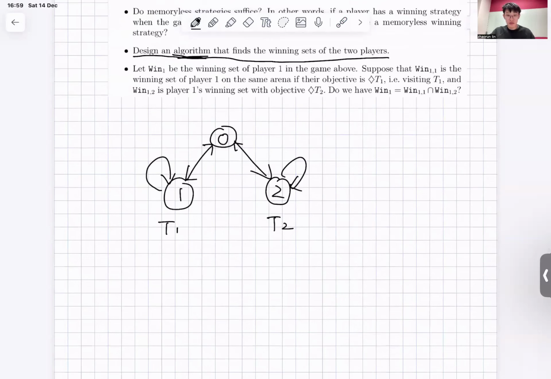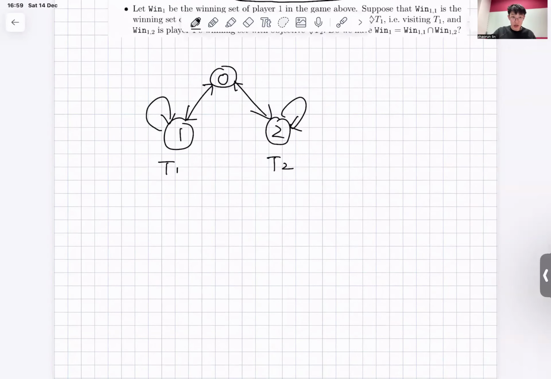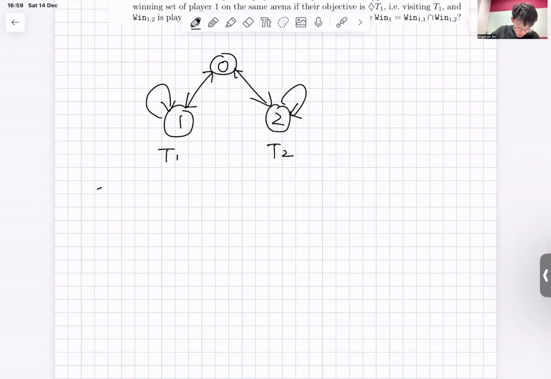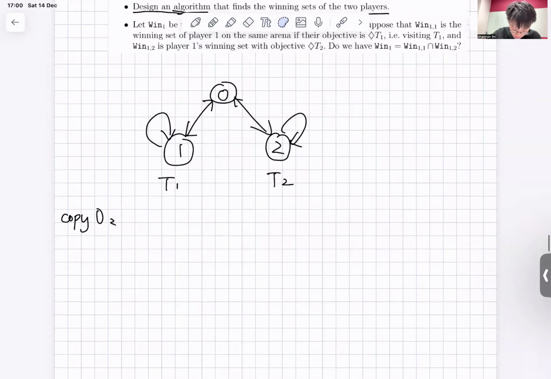Okay. So for part 3, let's design an algorithm that finds the winning sets for player 1. We can create 3 copies of the game. Copy 0, let's say. Copy 0 is defined as follows. So let's consider this game.